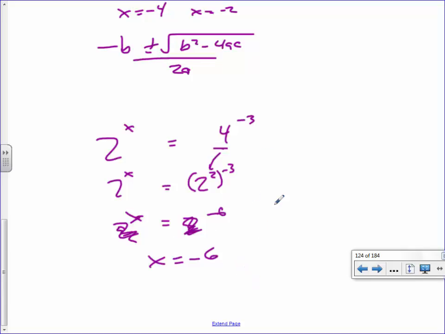Does that make sense, by the way? Okay, well, today we're going to do something similar. We're going to talk about different methods of solving things that involve logarithms.